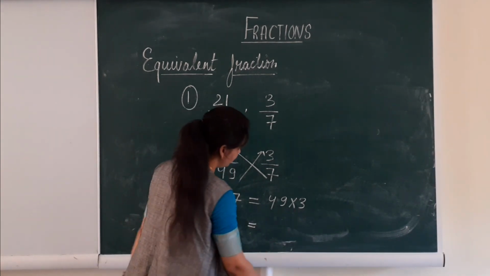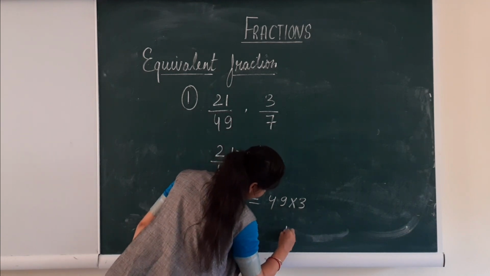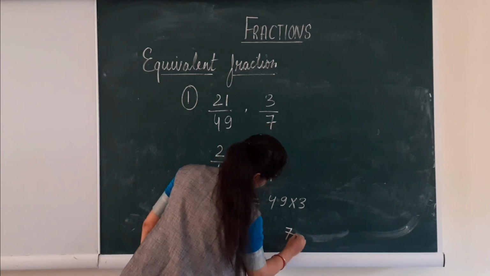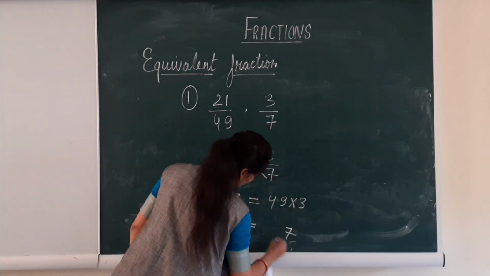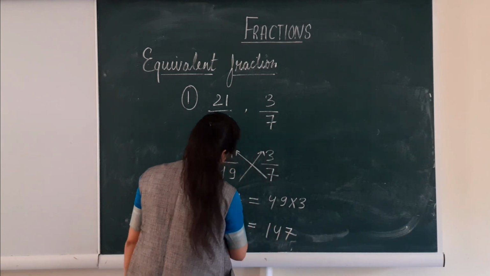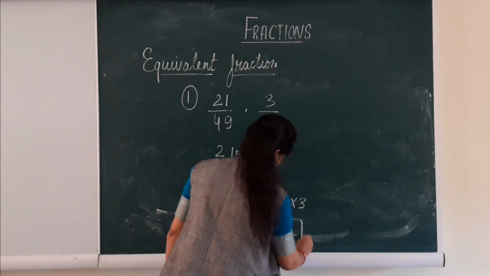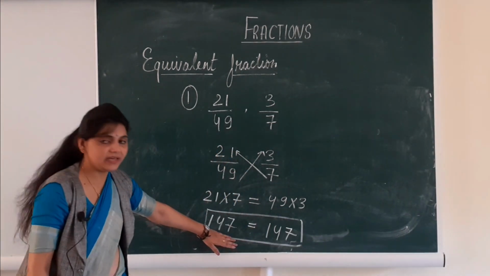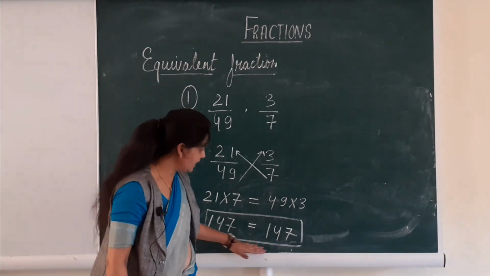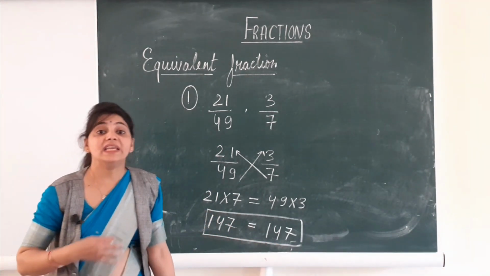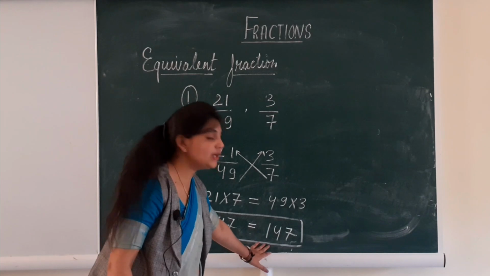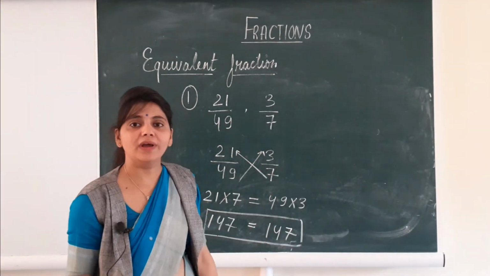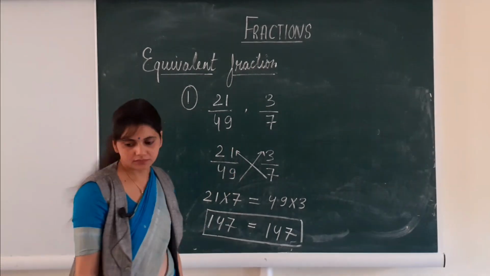Now do the multiplication. 7 ones 7, 7 twos 14. Answer is 147. Now check for this also. 9 threes 27, 7 to carry over. 4 threes 12, 12 plus 2 is 14. 147 is equal to 147, means left hand side and right hand side both were equal. It shows that these two fractions are equivalent to each other.